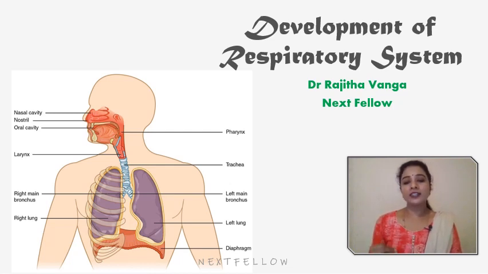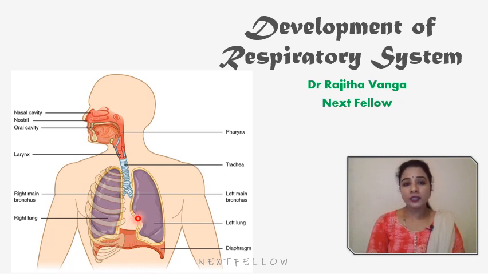We can divide this respiratory tract development into two parts, upper respiratory tract and lower respiratory tract. Upper respiratory tract consists of nose, you can see here the nasal cavity, nasopharynx, and also the oropharynx, and that is about the upper respiratory tract. Lower respiratory tract is formed by the larynx, trachea, principal bronchi, and intrapulmonary bronchi and lungs.